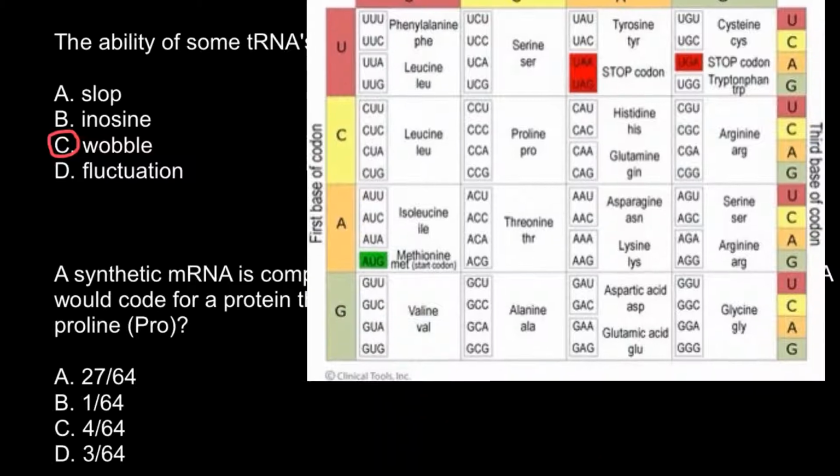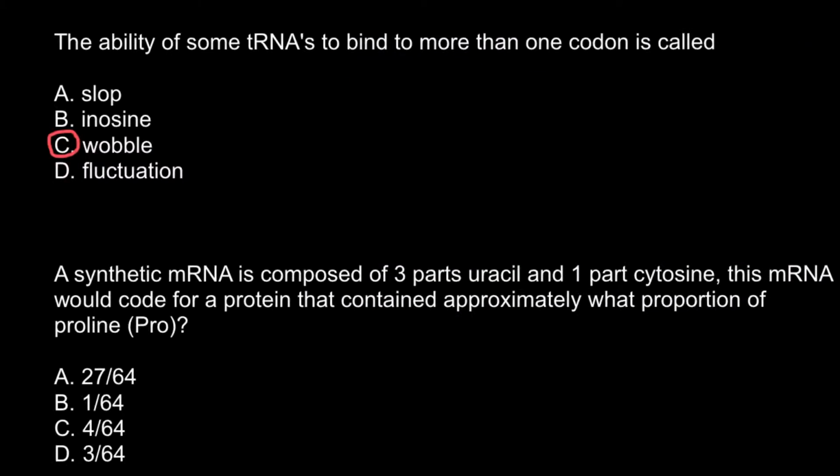Now let's move to the second question. A synthetic messenger RNA is composed of 3 parts uracil and 1 part cytosine. This messenger RNA would code for a protein that contained approximately what proportion of proline? It is abbreviated as PRO, and here are the answers.